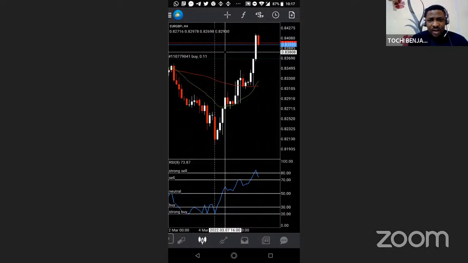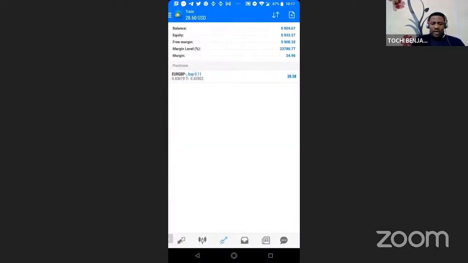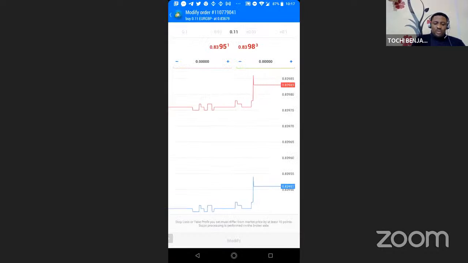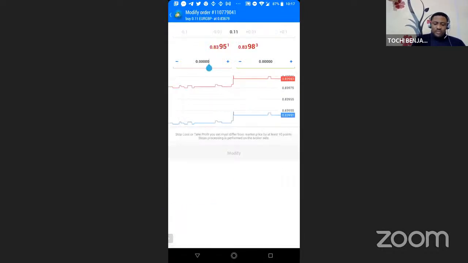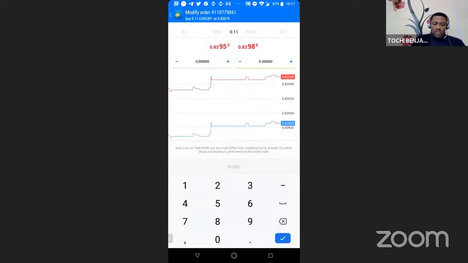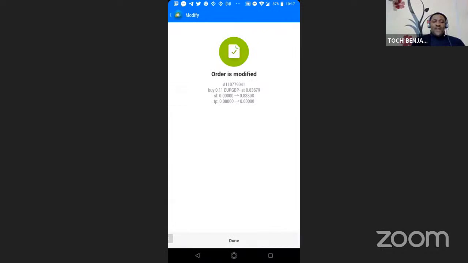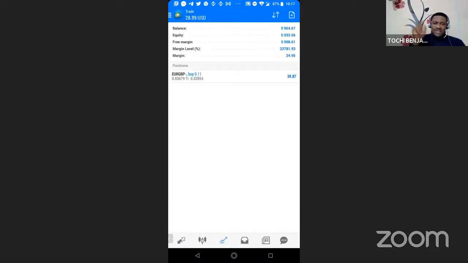Look at the white one, 0.83808. I'll come here, 0.83808. On my stop loss, I'll put 0.83808. You see modify. Have you seen modify down? Yes. I'll click on modify. If I click on modify now, I have locked this entry.